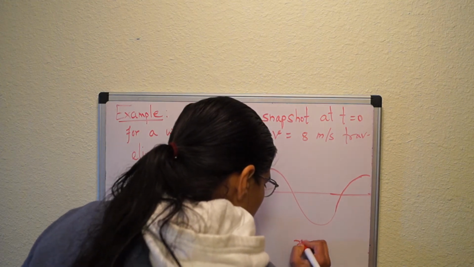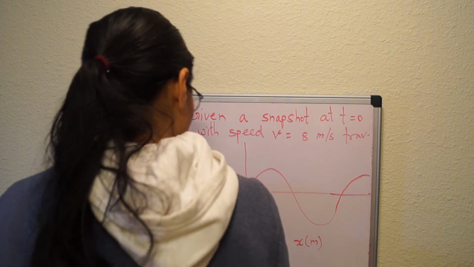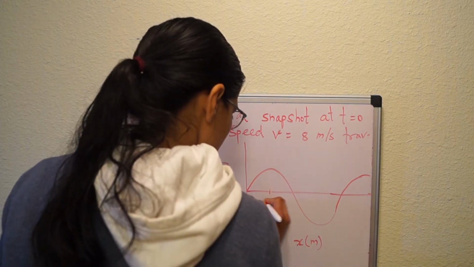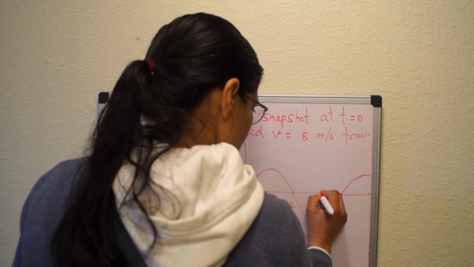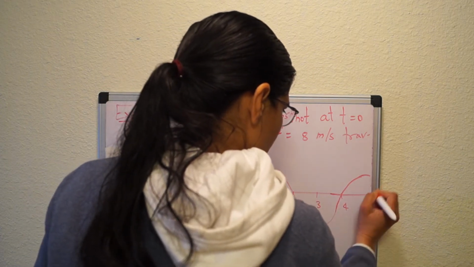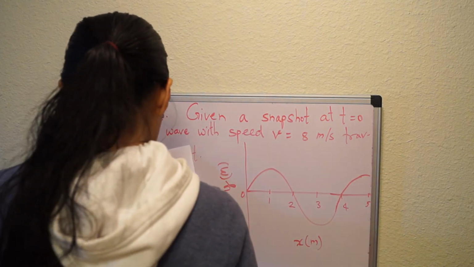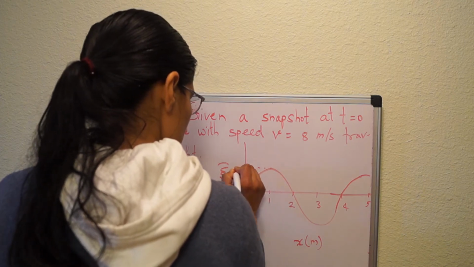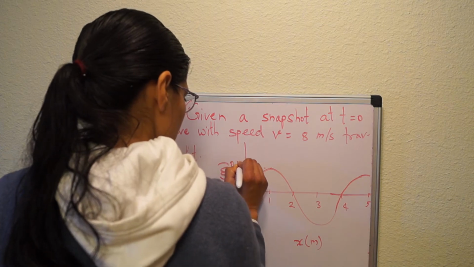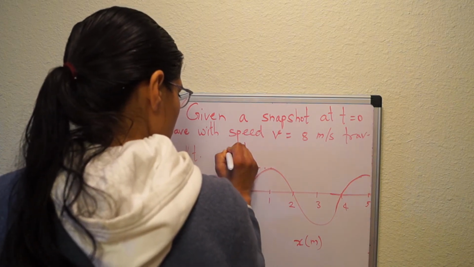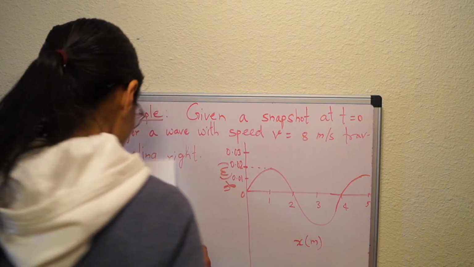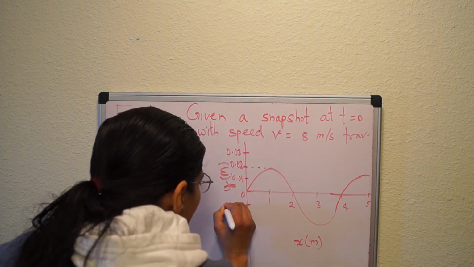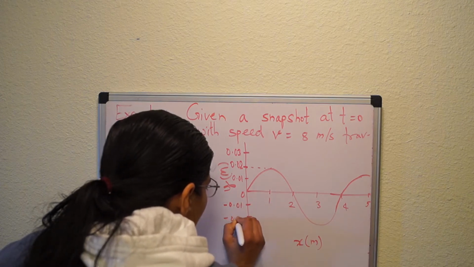So this is x in meters, and this is y in meters. At 0, 1, 2, 3, 4, 5, and so on. 0.01, and this point here corresponds to 0.02, and then the other point at 0.03, and so on. We have the same thing on the opposite side, the negative y-axis: minus 0.01, minus 0.02.